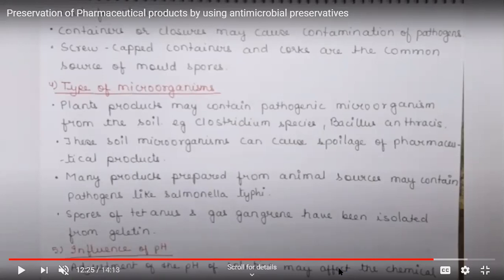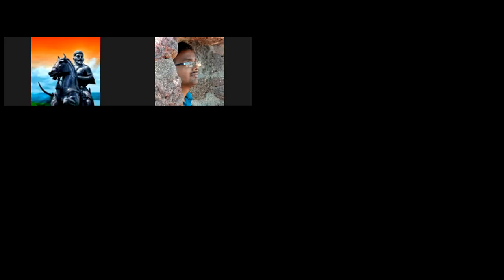Plant products may contain pathogenic microorganisms from the soil, for example Clostridium, that is Clostridium pestis, and Bacillus anthracis. Although cationic active quaternary ammonium compounds are more active at alkaline pH. Okay, so here our today's topic is over. Here we have discussed preservation.